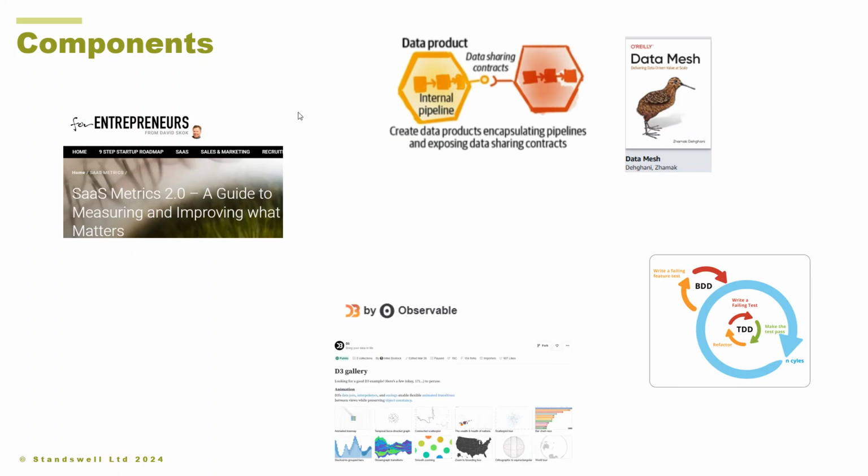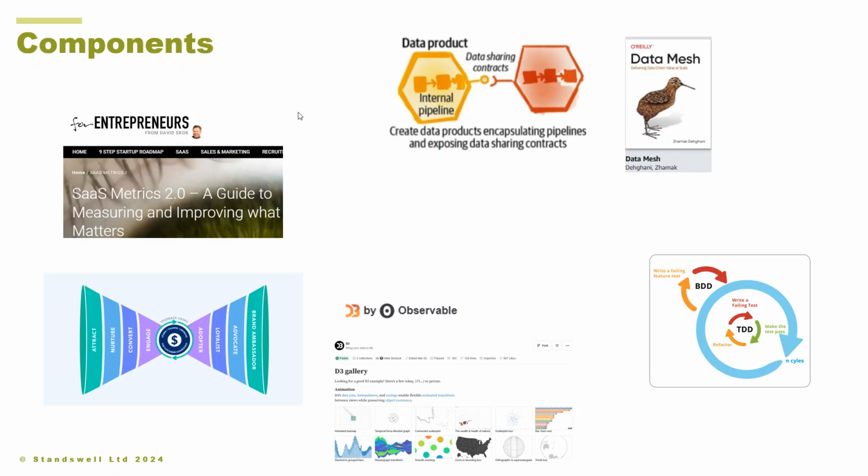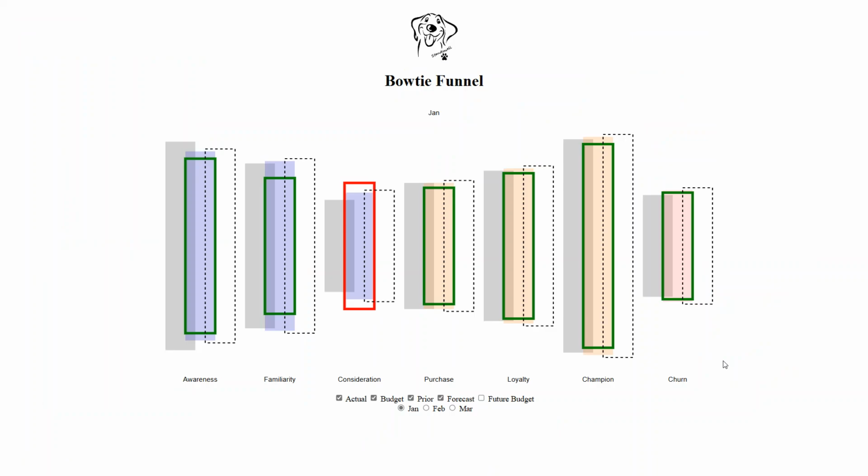Now we come to the two areas that we will explore in a little more detail in this session. The first is custom data visualizations using the JavaScript library D3JS. The second is the idea of the Bowtie Funnel as a mechanism of tracking performance of the end-to-end business model. Finally, we are going to make extensive use of ChatGPT to pull all of these things together.